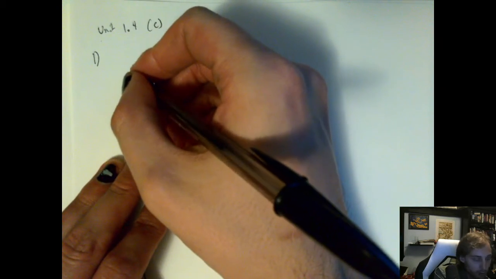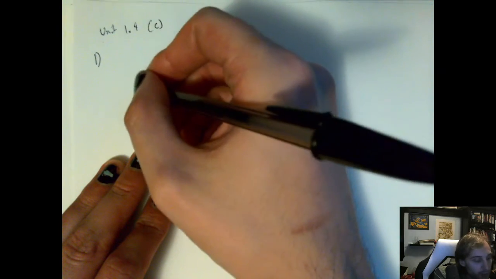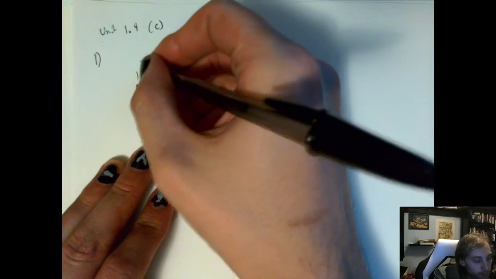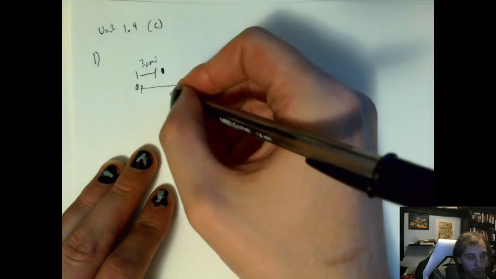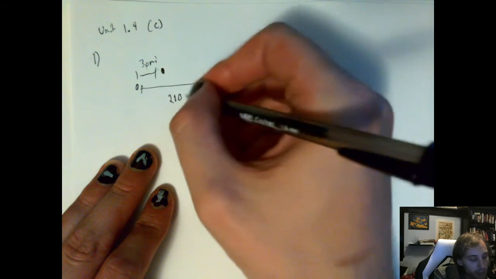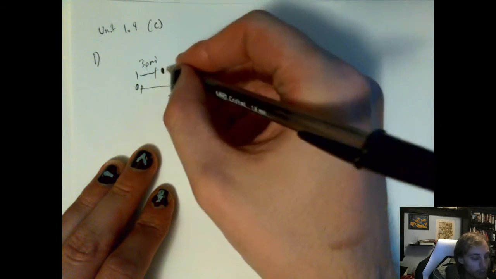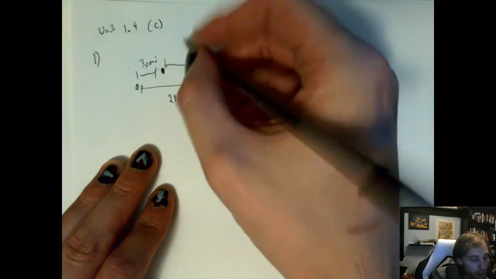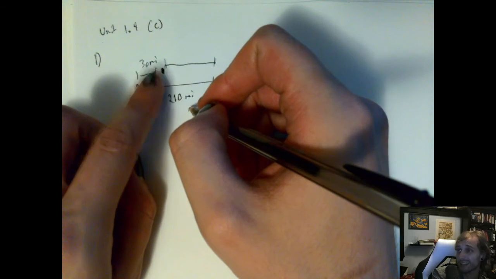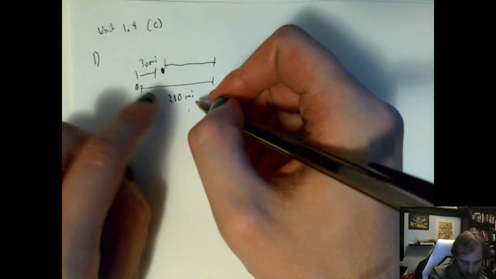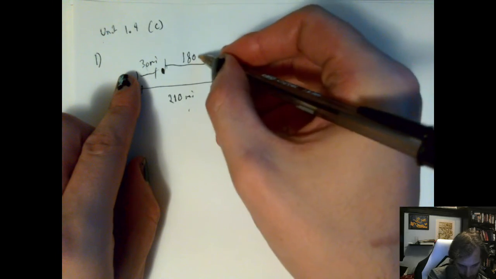So we've got our friend, and we start out 30 miles behind our friend, and we are 210 miles from New York, which means our friend is going to be such that the distance that we are versus the distance they are needs to add up to 210, or 210 minus 30, which will give us 180.